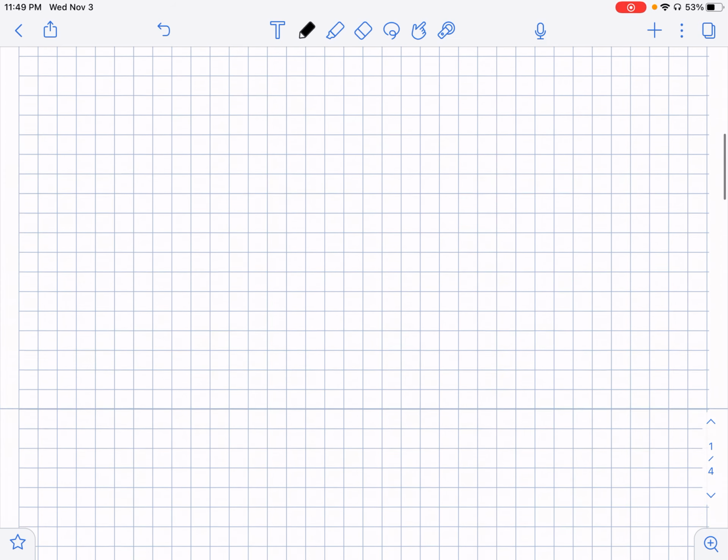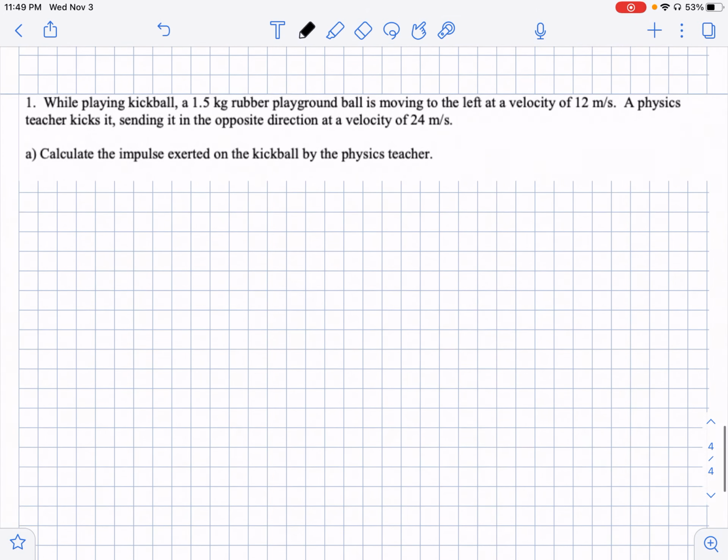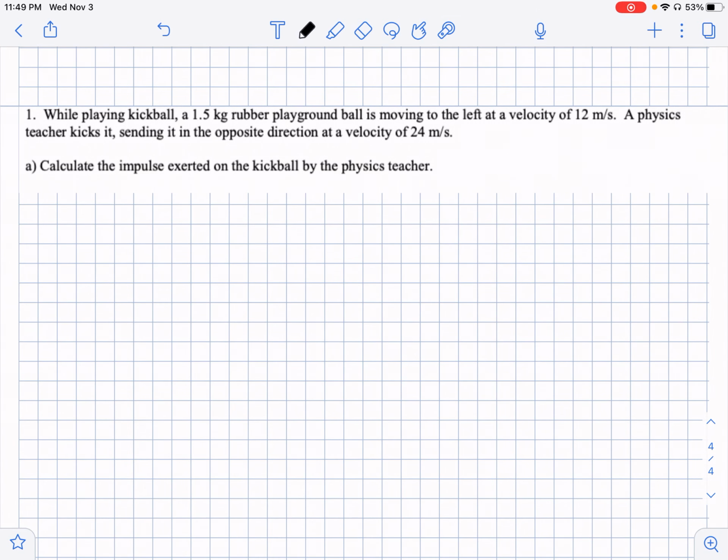Okay, so if I'm talking about the change in momentum of one object, we could have this equation here. So let's take a look at an example in calculating this impulse on an object. This one says while playing kickball, you have a 1.5 kilogram playground ball. It's moving to the left, underline that there, at a velocity of 12 meters per second. And then a physics teacher kicks it, sending it in the opposite direction with a velocity of 24 meters per second. And we're asked to calculate the impulse exerted on the kickball by the physics teacher.